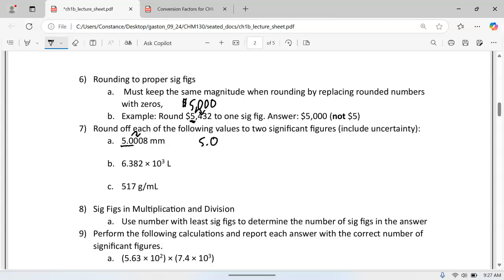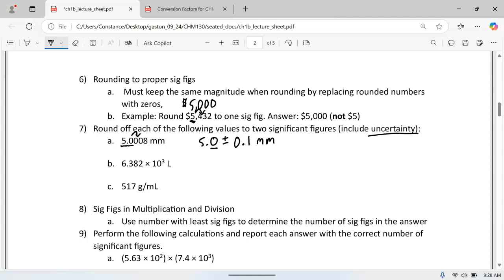Now, if we want to include the uncertainty, typically what we will do is add plus or minus, and then we're going to add a 1 in the decimal place that's shown at the very far right, which in this case is the tenths place. So this would be 5.0 plus or minus 1/10 of a millimeter.